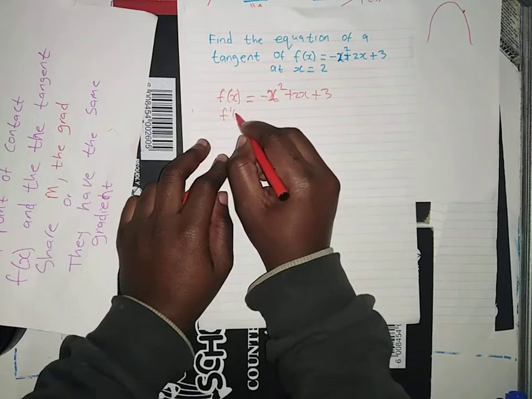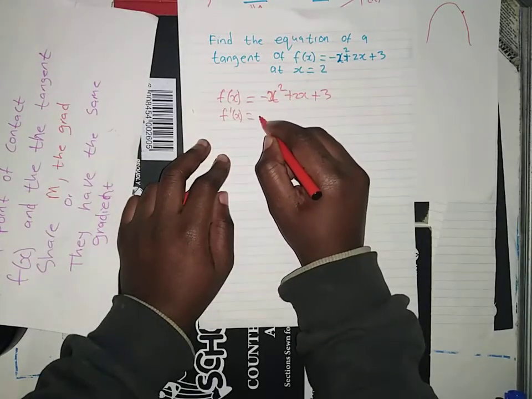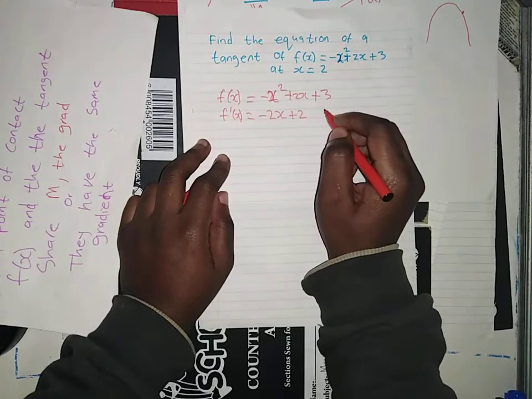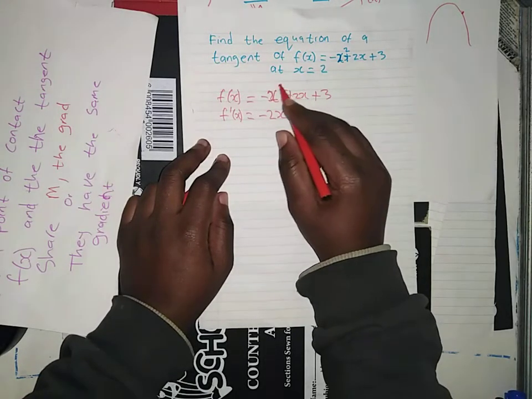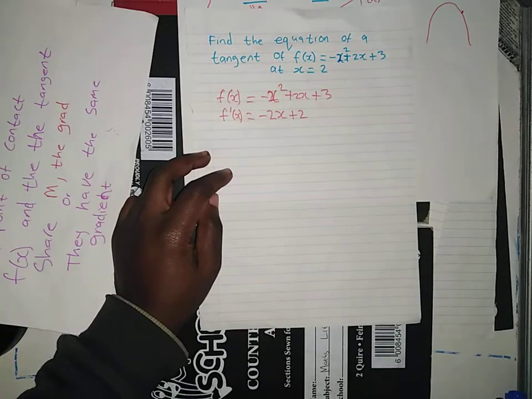So f prime of x is nothing other than, you take this 2 to this side, so it's going to be minus 2x and then plus 2. Okay, you know the derivative of this one is going to be 0. The derivative of this is 2. The derivative of this is minus 2x.